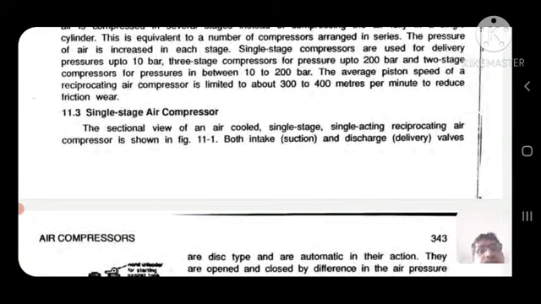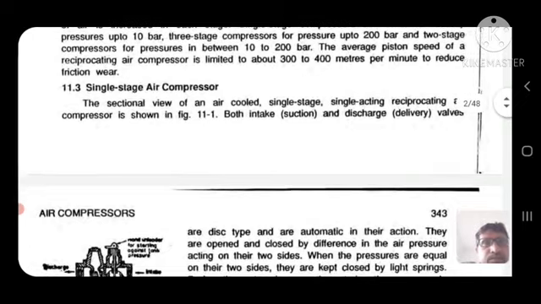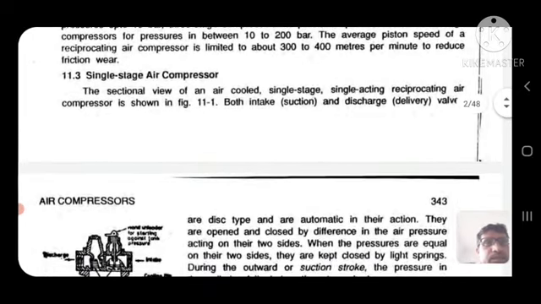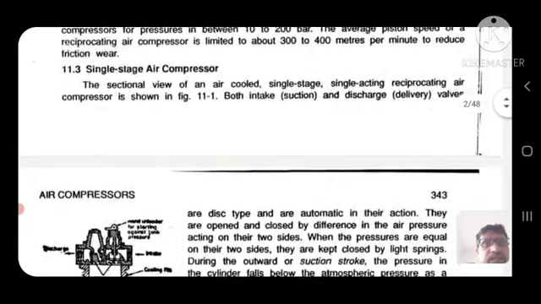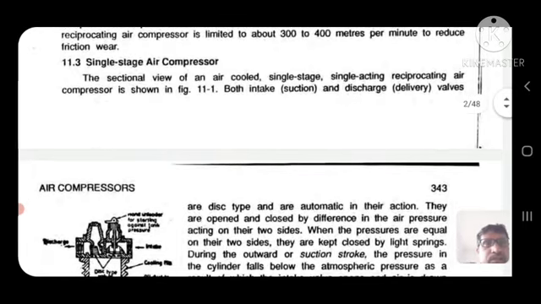The pressure of air is increased in each stage. A single stage compressor is used for pressure up to 10 bar, and a two-stage compressor for pressure between 10 and 200 bar. The average piston speed of a reciprocating air compressor is limited to about 300 to 400 meters per minute to reduce friction and wear.